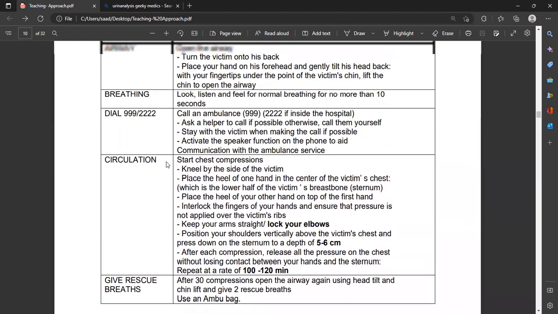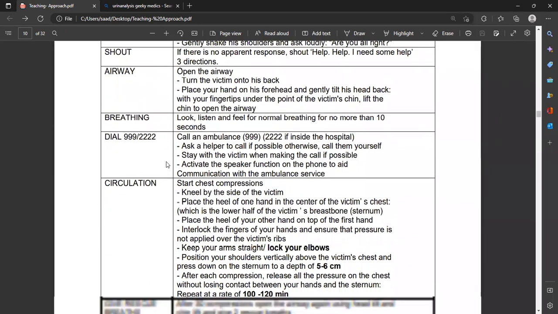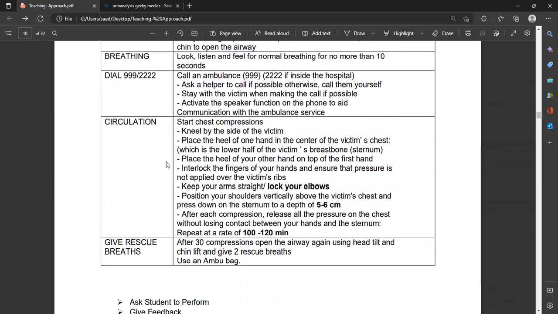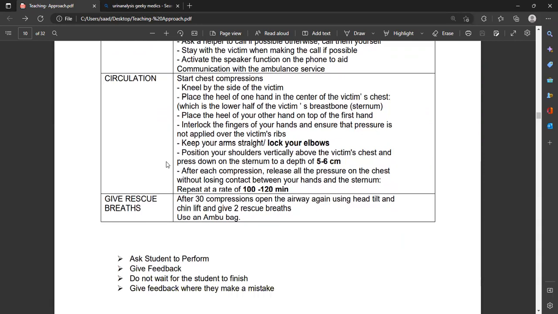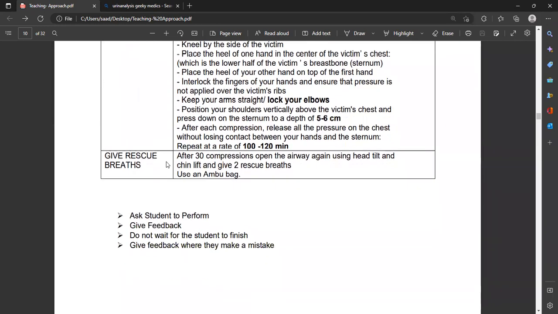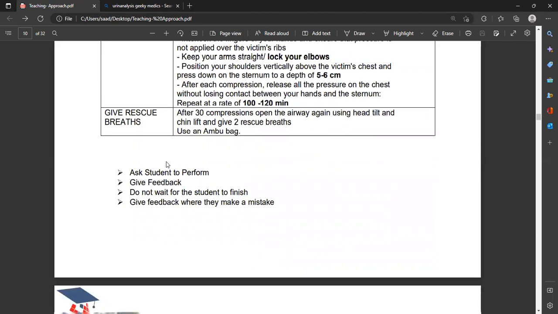So there might be questions like, for how long are we going to perform this BLS? Until you are tired, or until the victim comes to his senses or becomes conscious. So you have to perform BLS until the victim regains consciousness, or you are tired, or help arrives, because your safety is also important. So you just verbalize these things if the student asks questions.